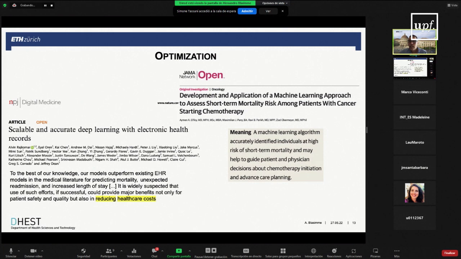We need to take into account the preferences of the patient and the quality of life of the patient, and whether it is the right thing for a given patient to start another round of chemotherapy rather than dying peacefully at home, for example.